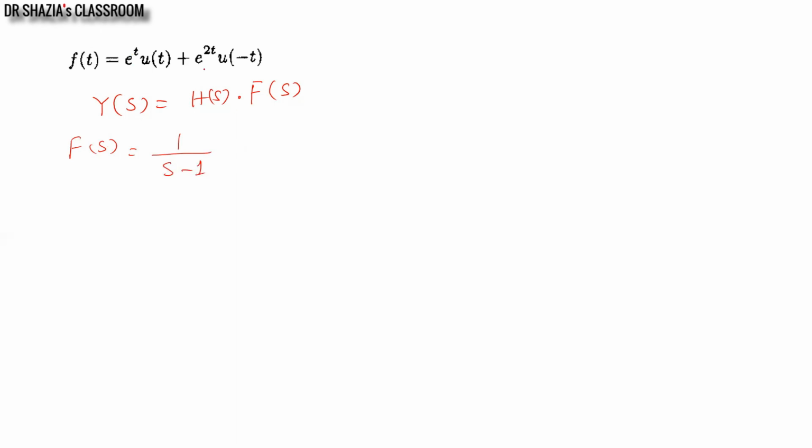Here I am taking the Laplace transform of e to the power minus 2t u of minus t, which will be minus 1 by s minus 2. Here the ROC is sigma greater than 1. Here the ROC should be sigma less than 2. So the combined ROC we can write as sigma between 1 and 2. Yes, H of s is s by s plus 1.